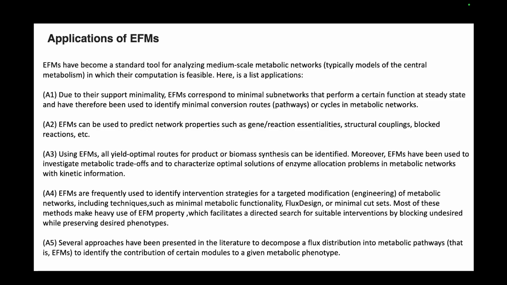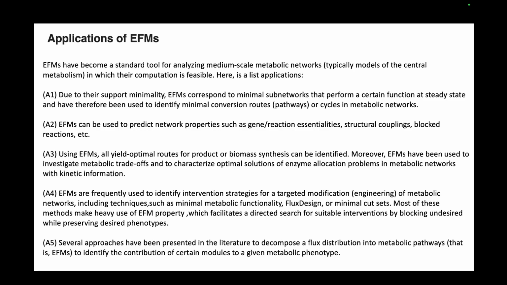These EFMs are frequently used to identify intervention strategies for targeted modification of metabolic networks, including techniques such as minimal metabolic functionality, flux design, or minimal cut sets. Most of these methods make heavy use of the EFM property, which facilitates a directed search for suitable interventions by blocking undesired metabolites while preserving the desired phenotype.